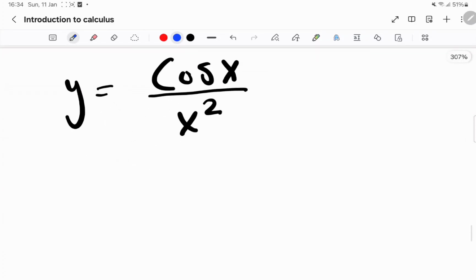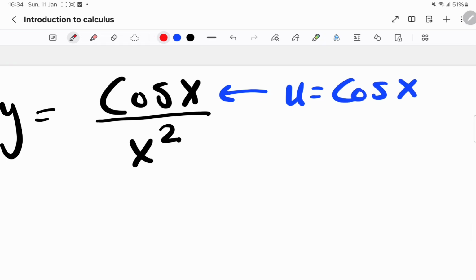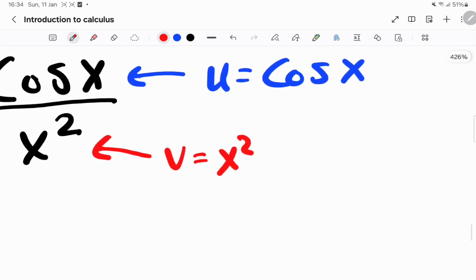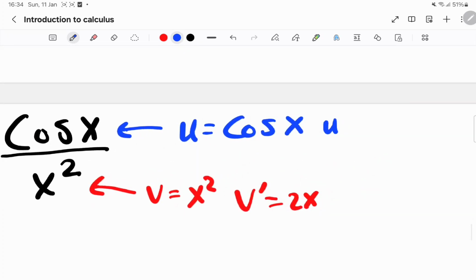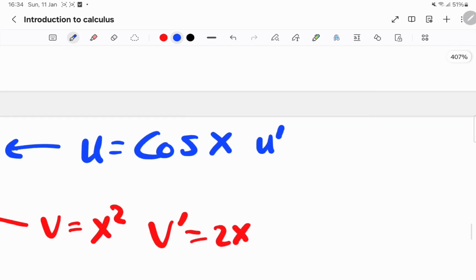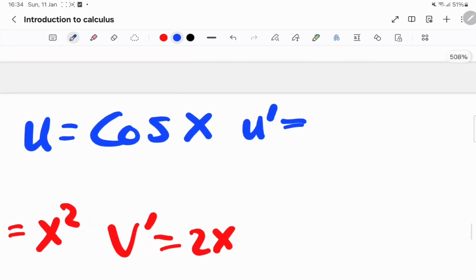Okay. For our next example, we have a trig function, but it's the same stuff. u is equal to cosine of x. v is equal to x squared. It's literally the same denominator as the last question. I have v prime is equal to 2x. And as you recall from my trig identities video, I think, or if I haven't released that yet, my bad, I will do that really soon, u prime would be negative sine of x.